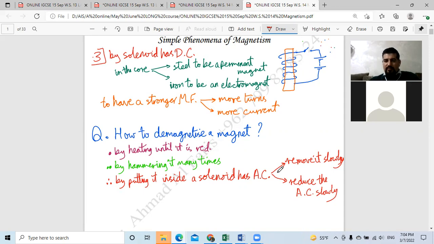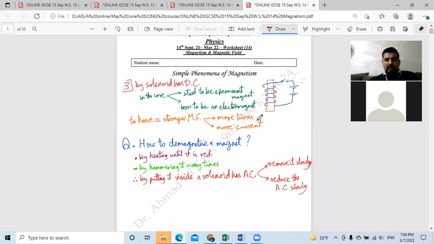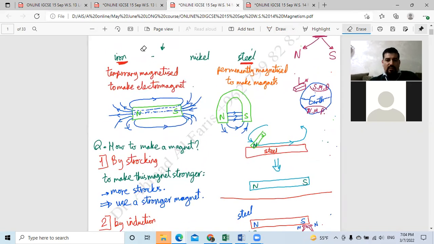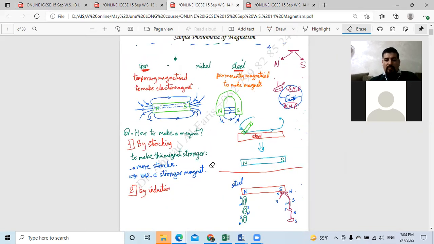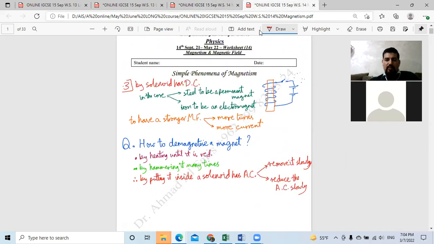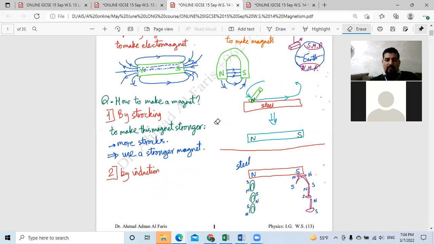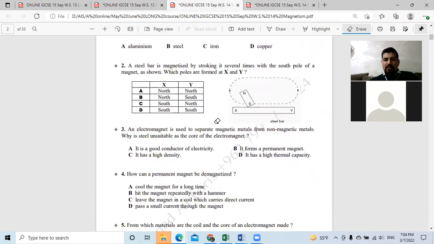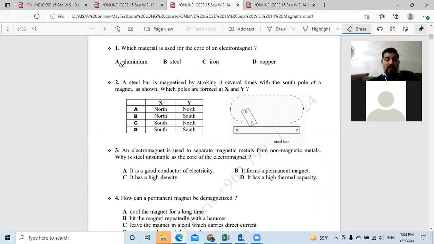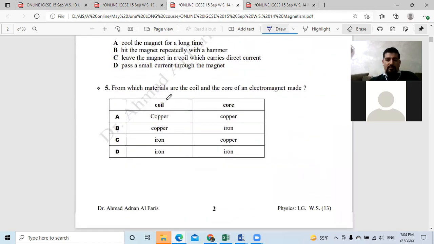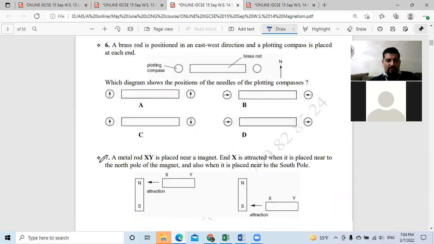That's it. Okay? So this is the first page here. That's how we can make a magnet. And this is how we can demagnetize a magnet. Now, we have multiple choice questions as usual. These multiple choice questions are your homework for next time.